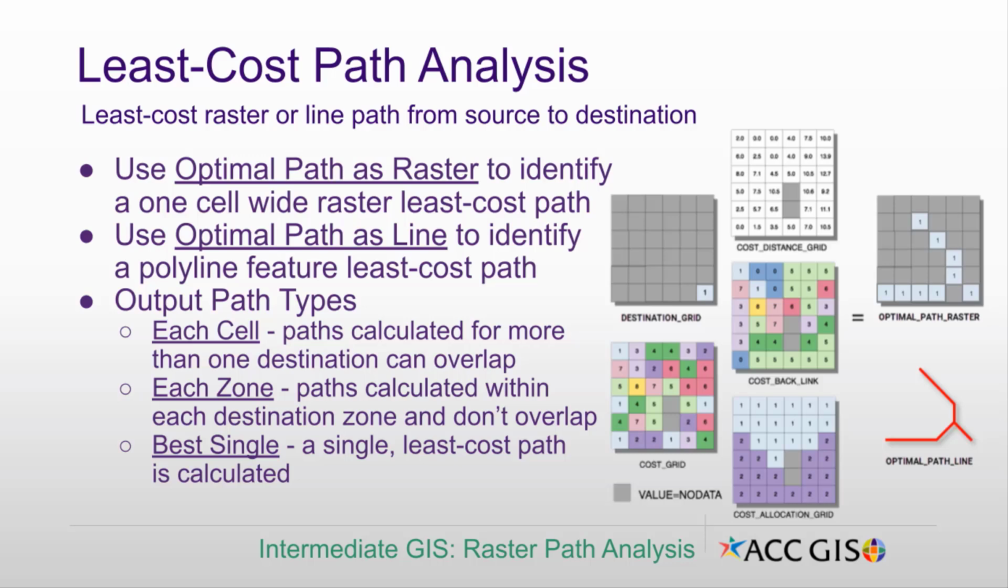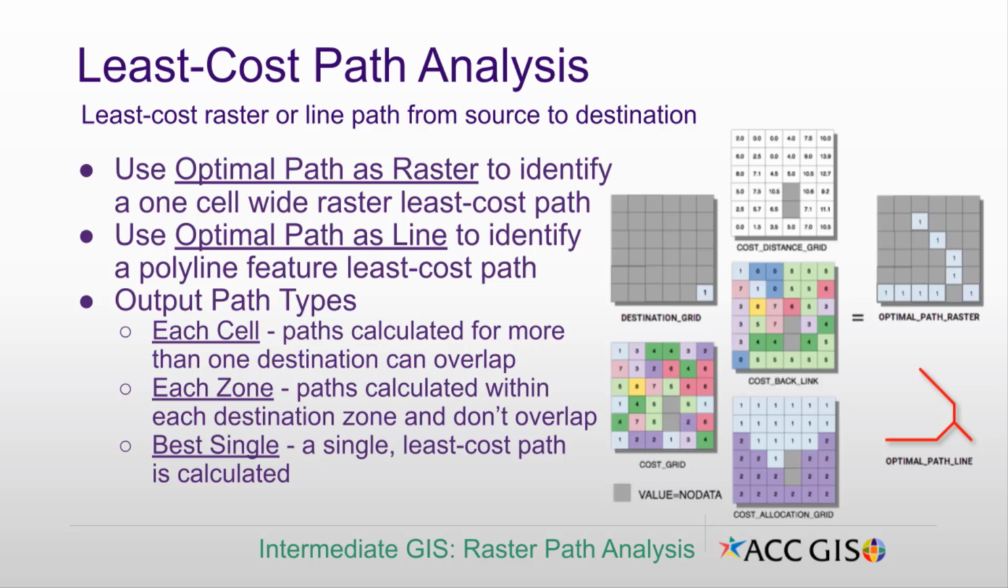Now you use optimal path as raster to identify a one cell wide raster least cost path. And the thing I struggle with in this analysis is that the output, one cell wide, is not very wide. It sometimes can be hard to see in the output. So I prefer to use optimal path as line to identify a polyline feature along the least cost path.